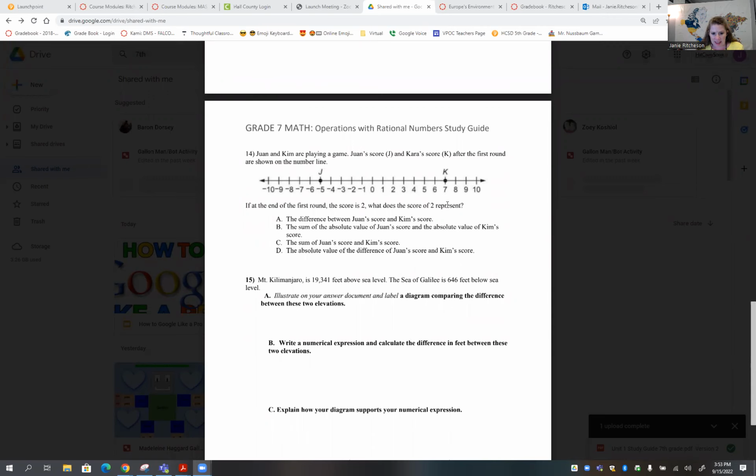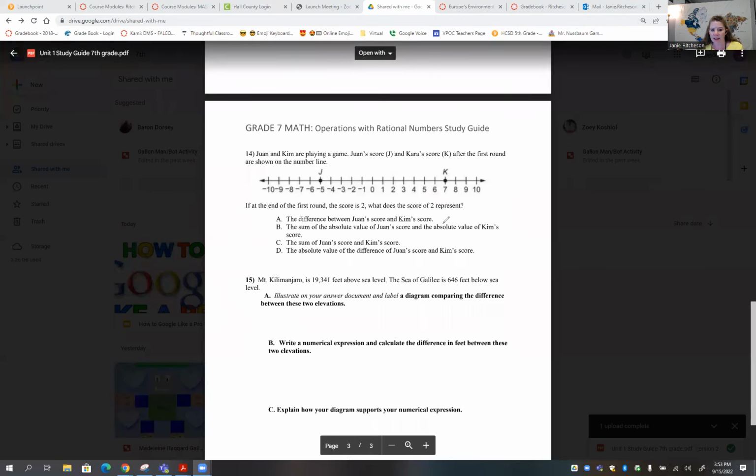So let's see. The difference between Juan's score and Kim's score. So the difference between -5 and 7 is not 2. It's actually -12. So A is not correct. The sum of the absolute value of Juan's score and the absolute value of Kim's score. Once again, that's not correct. The absolute value of -5 is 5, plus the absolute value of 7 is 7.